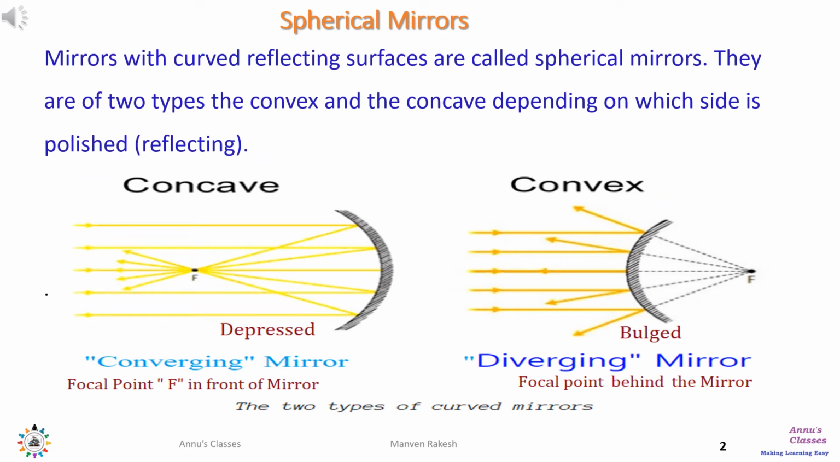A mirror is called a spherical mirror if its reflecting surface is curved. As shown in the figure, if the reflecting surface is depressed inside, it is called a concave mirror, also called the converging mirror. If the reflecting surface is bulging outside, it is called a convex mirror, also called a diverging mirror. The focal point of a diverging mirror is at the rear, and of a converging mirror is in the front of the mirror.